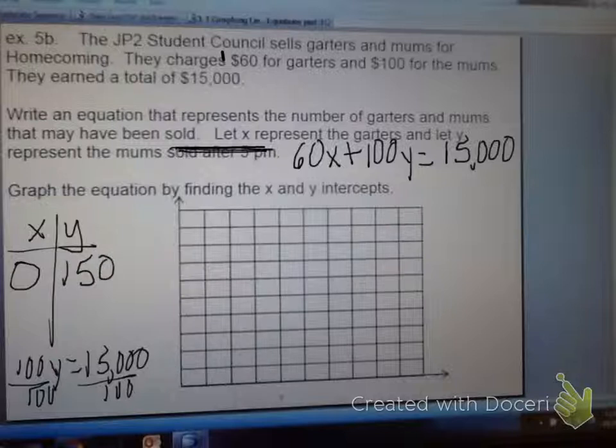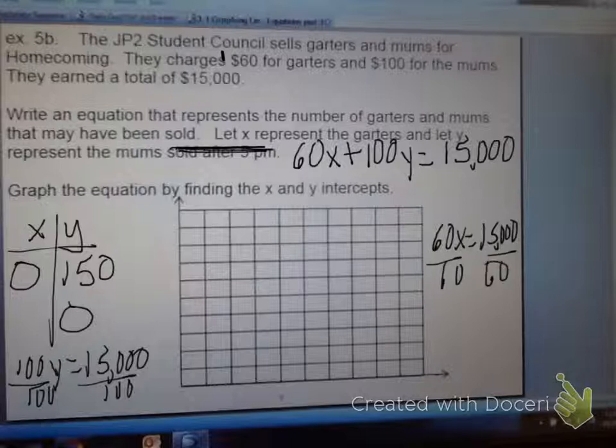Then to find the x-intercept, you let y equal 0. So that's 60x is equal to 15,000. When I divide by 60, sorry, I'm kind of running out of room. And that's 250.